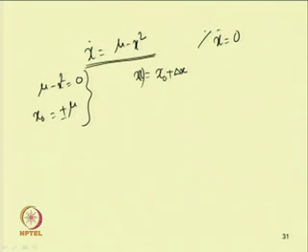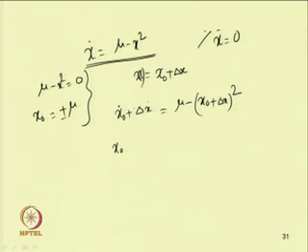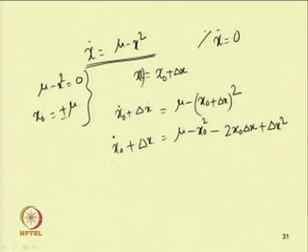In this equation, if I substitute this, then x0 dot plus delta x dot will be equal to mu minus (x0 plus delta x) whole square. By expanding this, it becomes mu minus x0 square minus 2 x0 delta x plus delta x square. But x0 dot corresponding to the equilibrium position is 0, so x0 dot equals mu minus x0 square, which becomes 0.